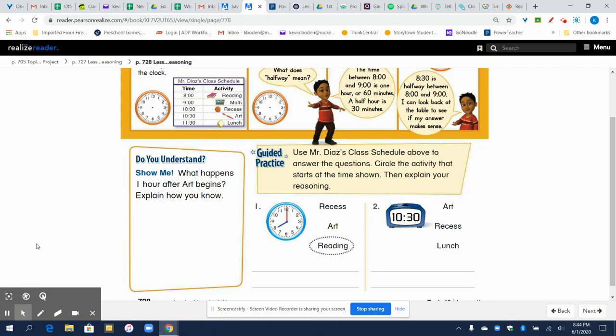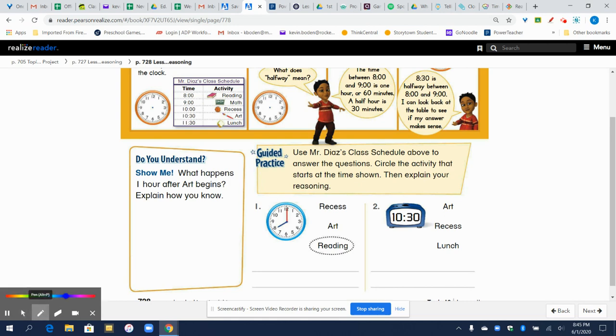All right, and we're back. And it says to use Mr. Diaz's class schedule above to answer the questions. Circle the activity that starts the time shown. Then explain your reasoning. All right, so number 1 is done for us. It looks like for number 1, the hour hand is pointing to the 8 and the minute hand is pointing to the 12 or o'clock. So it is 8 o'clock. And what activity does he have at 8 o'clock? Reading. It says explain your reasoning.